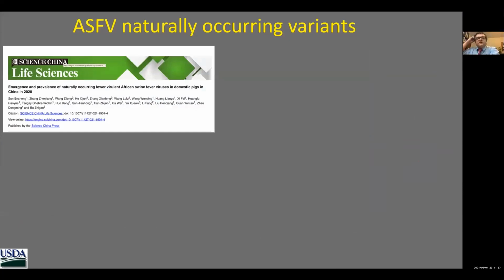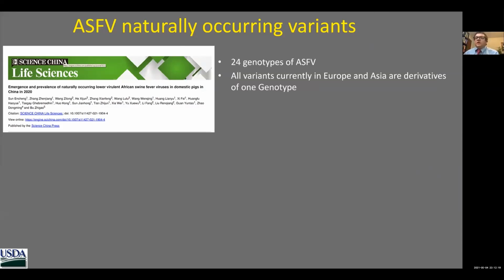There was a report recently that naturally occurring variants with lower virulence were appearing in China. This report gained a lot of attention because it's coming from China, and variants are something that is a concern. But I want to point out that there are 24 genotypes of ASF. All variants currently in Europe and Asia are derivatives of only one genotype. That's genotype 2, from the ASF Georgia strain, and that's from the single introduction in 2007.